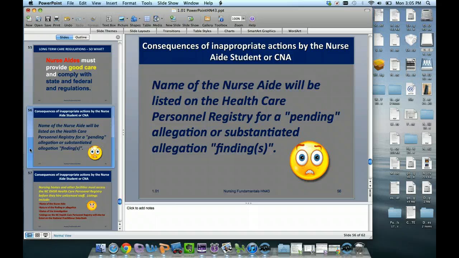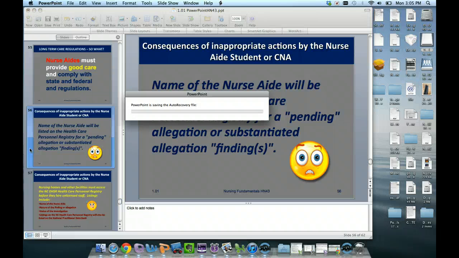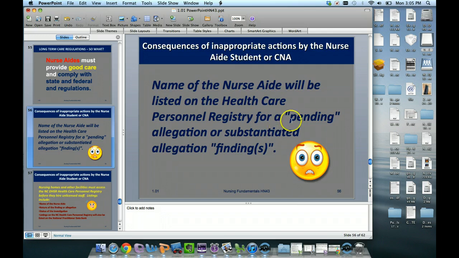So let's just say that you sit for the CNA exam and you're doing really, really good, and on a Friday night you decide you're going to go drinking. Well, you're underage and you get charged because you get busted. So your name will actually go on, because you are a student, as a pending allegation of underage drinking. So if I choose, I can go in and look to see if student A is on that registry and if something has happened.